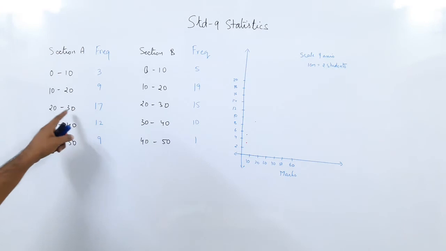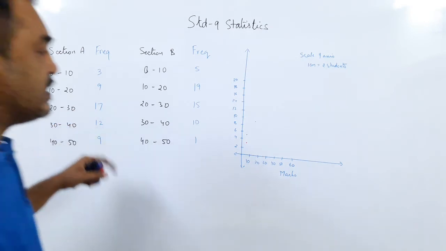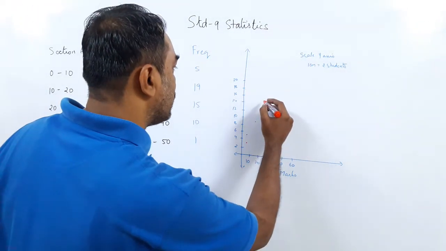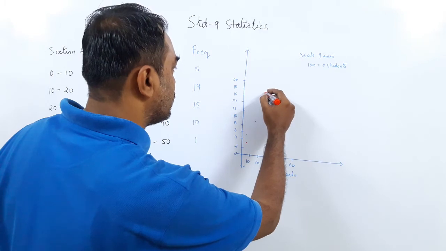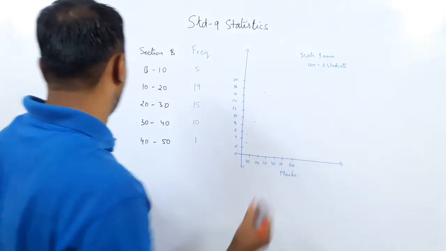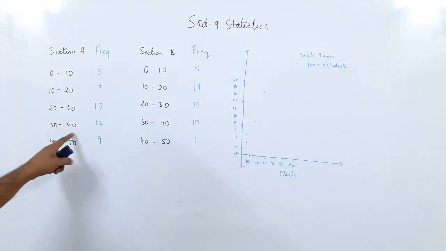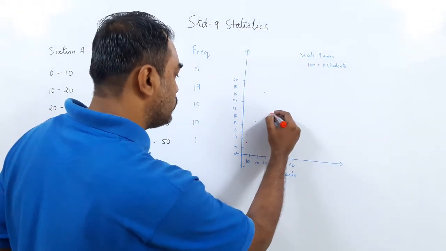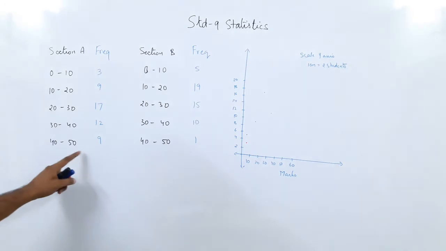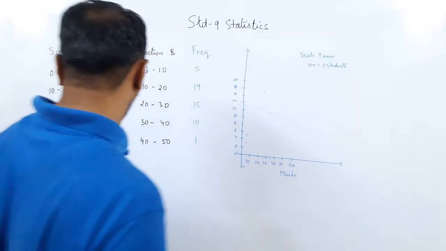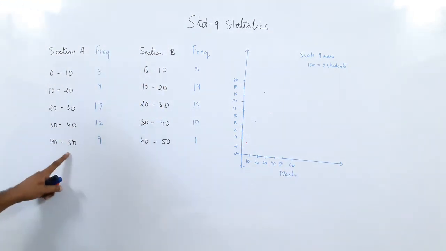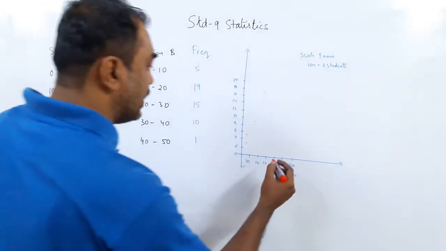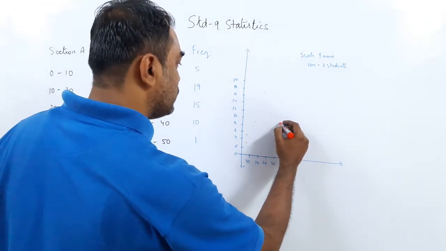Then between 20 and 30, the midpoint is 25. Frequency is 17. So 17 is somewhere here. Then between 30 and 40, that is 35, frequency 12. And between 40 and 50, what is the class 40 to 50? Midpoint is 45, frequency is 9. So I get a 9.